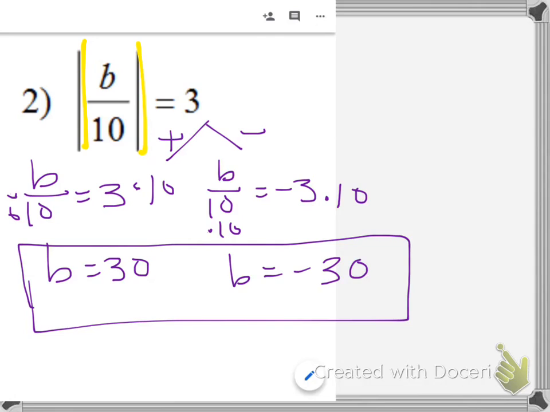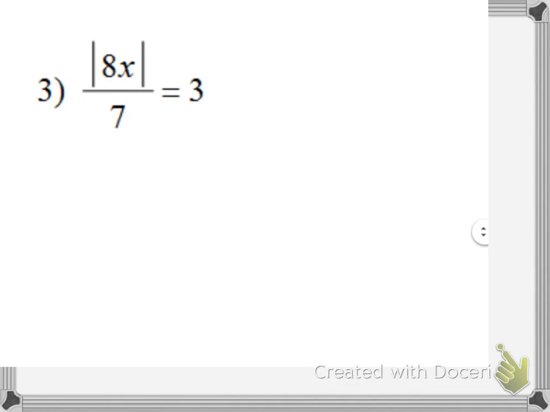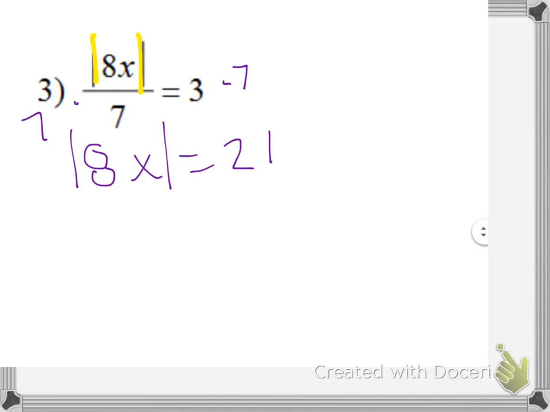Okay, let's move on to number 3. We have to get the absolute value bars by itself, which it's not in this case, because we've got that 7 there. What we need to do is get rid of that 7, and because it's dividing, we are going to multiply by 7, and then 3 times 7 gets me 21. So right now I've got the absolute value of 8x equals 21.